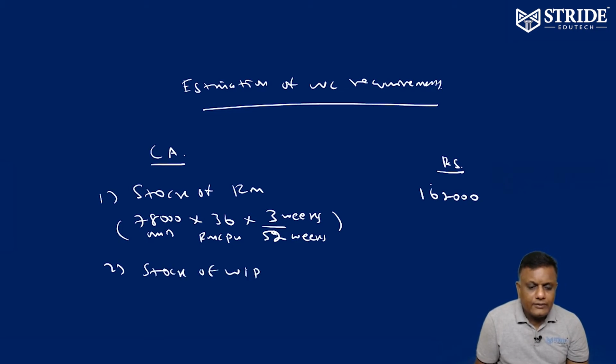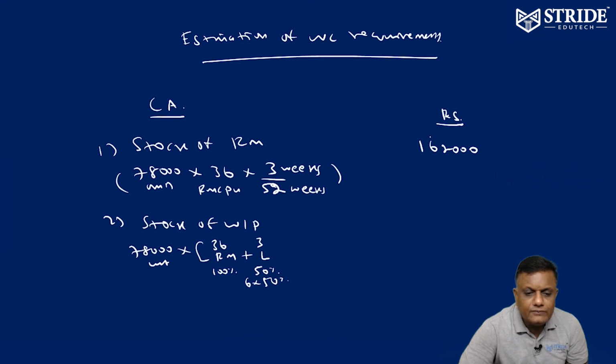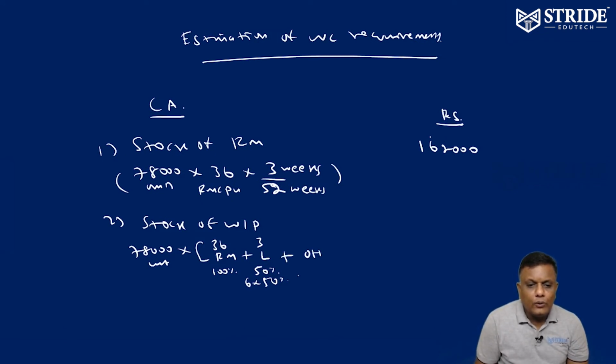Right. Number 2, stock of work in progress. Here 78,000 units into raw material 100% converted, that is 36, plus labor 50 percentage, that is 6 into 50 percentage, equivalent to 3, plus overhead 1 plus 5, 1 variable, 5 fixed, into 50 percentage, 6 into 50 percentage, that is equal to 3. So 36 plus 3 plus 3, 42, right?